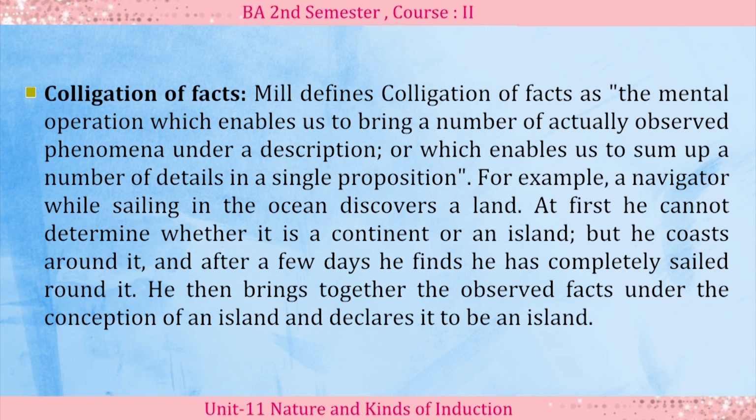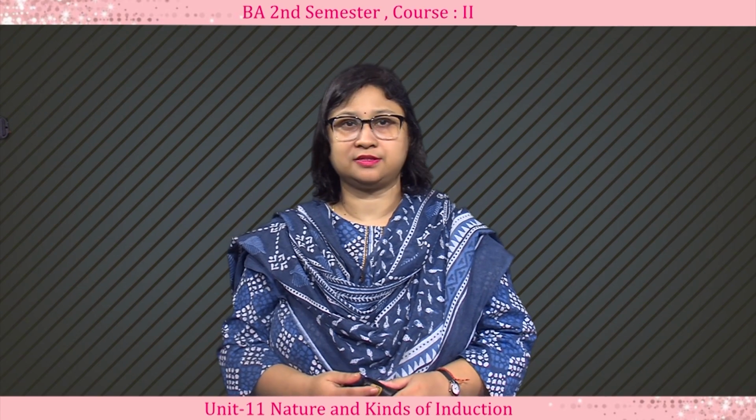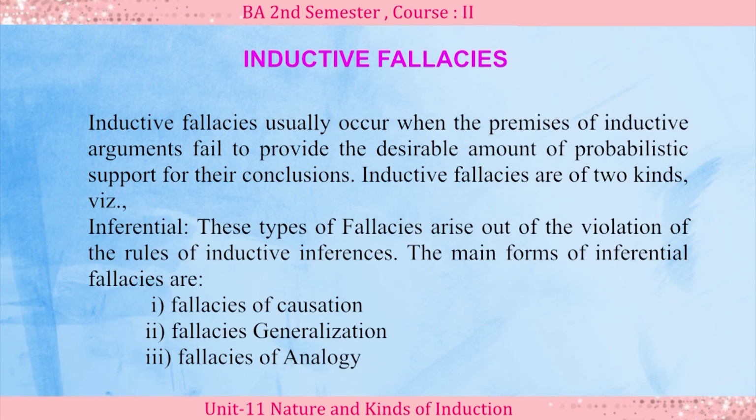Now, some fallacies are there in induction. Now, what are those fallacies? Why do inductive fallacies occur actually? Inductive fallacies occur when the premises of inductive arguments fail to provide the desirable amount of probabilistic support for the conclusion. Inductive fallacies are of two kinds. They are inferential and the other is non-inferential. So far as inferential fallacies are concerned, there are three kinds of fallacies. They are fallacies of causation, fallacies of generalization, and fallacies of analogy.